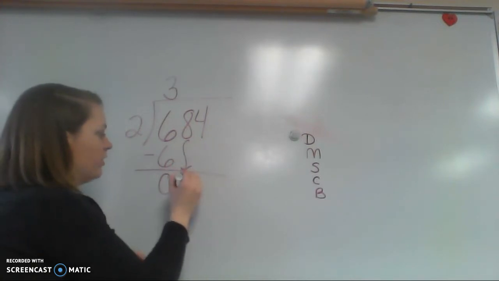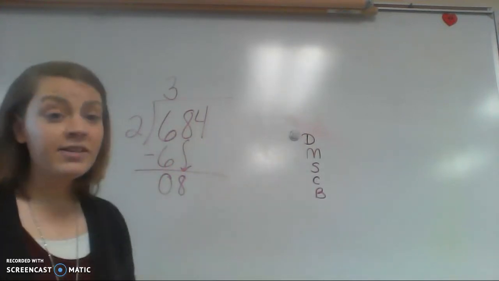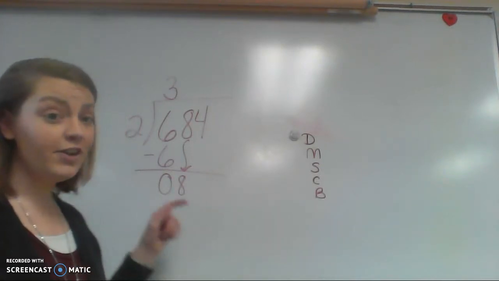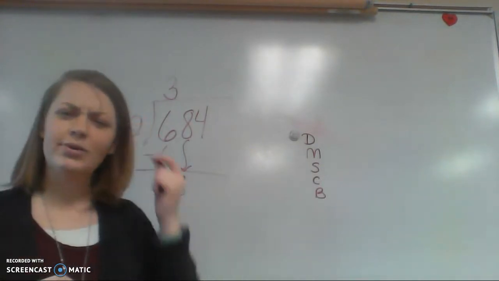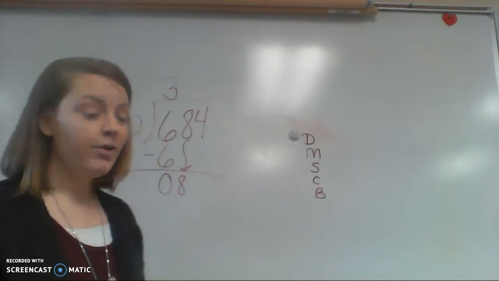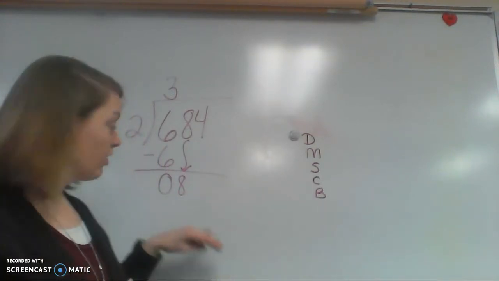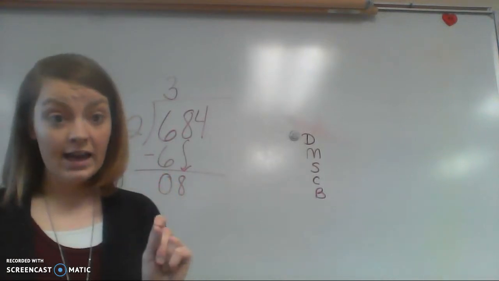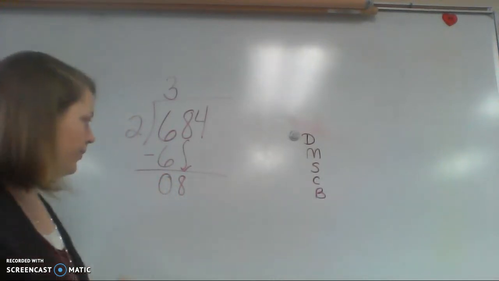Then bring down your 8. Only bring down one number at a time. Do not bring down 84 and try to figure out, oh, 84 divided by 2 is what? That's a really big problem. Okay? I don't know about you, I'd much rather just do 8 divided by 2. So just bring down the very next number, just 1, okay?